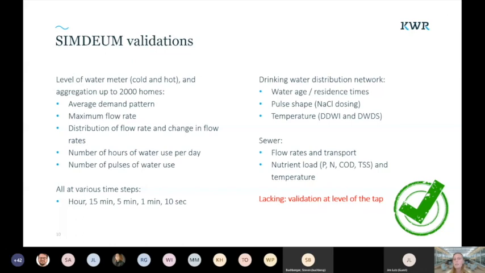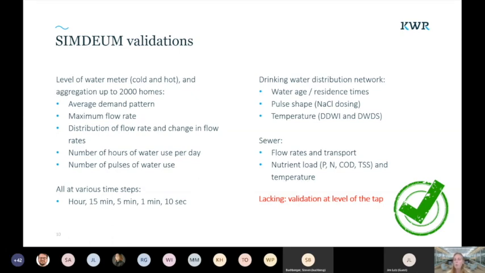So for the validation, we did a lot of those at several aggregation levels. So we looked at a single home, but also at an apartment building, at non-residential buildings as well, and in the streets. And then we looked at average demand patterns, but also the maximum flow rates. So we know we can say something about design parameters that Steve has talked about.